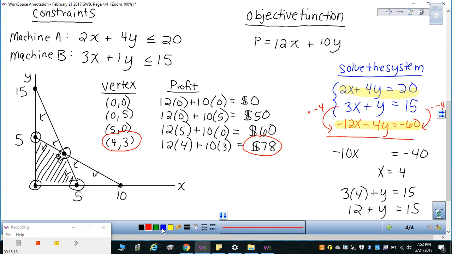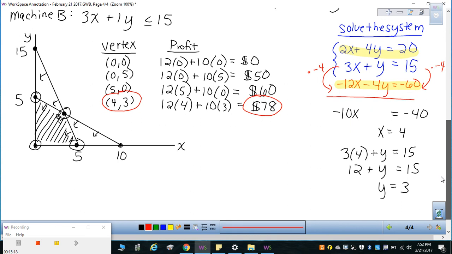And then when we're writing out our solution, let's write out in words how many of each type are needed to maximize profit. So we can write out that it will be 4 rockers and 3 swivels for a maximum profit of $78.